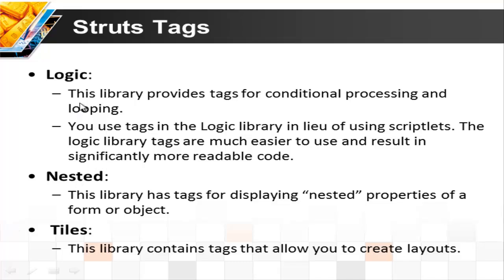The nested tag is usually meant to be used when you have nested properties. What is the meaning of nested properties? An object may contain one of its fields as one more object. For example, you may have an object called student. Student has name, course, and maybe address.